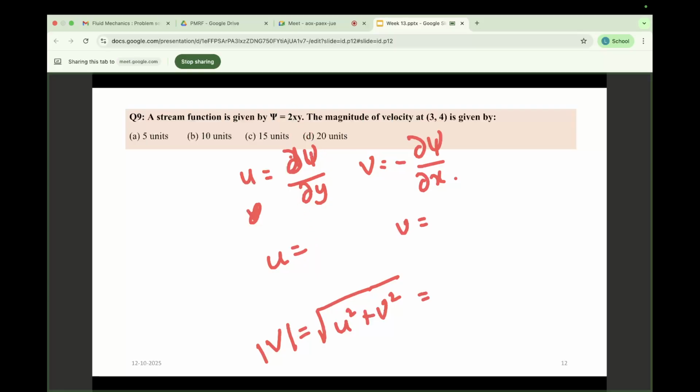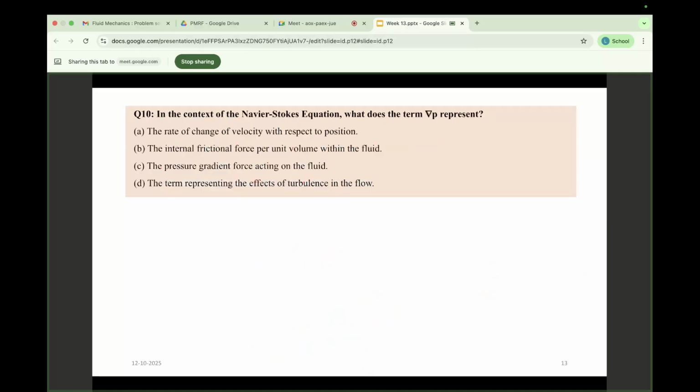So derivating this thing you will get 2y, because here x will be derivative and 2y will come out. And if I put this value 3 comma 4, in place of x 3, I will get 6 and for the other it will be minus 8. So that means it's the square root of 6 square plus 8 square, which is 10. Yes, option B is correct. Good. So I'm moving to the next question.